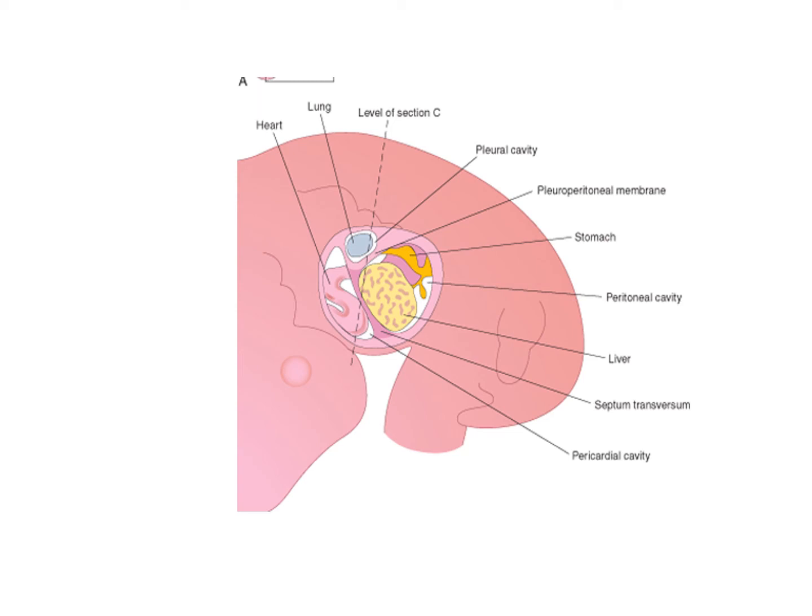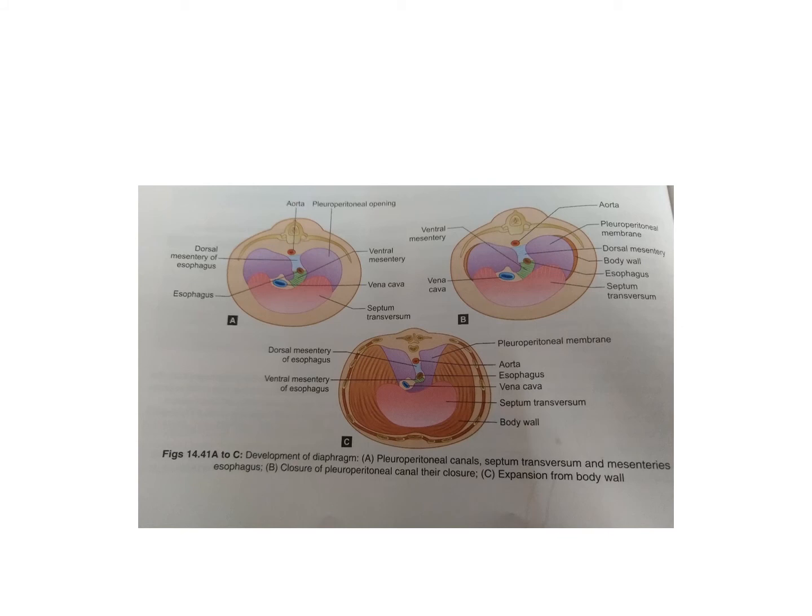Now, dorsal to the septum transversum, there is the esophagus and the mesenteries. So here you can see the esophagus and the septum transversum. Now, the dorsal margin of the esophagus is attached to the posterior abdominal wall by the dorsal mesentery, and the ventral margin of the esophagus is connected to the septum transversum by the ventral mesentery. Okay, so we have the septum transversum and the esophagus, and we have the dorsal mesentery of the esophagus dorsally and ventrally, we have the ventral mesentery of the esophagus.